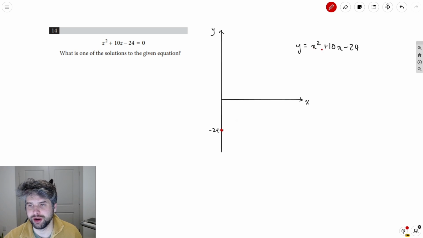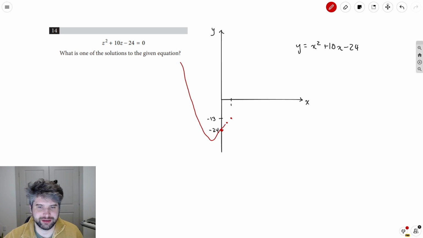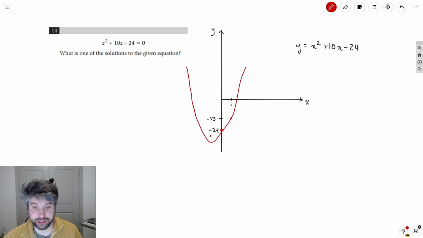We could do the same thing for 1. If we plug in 1 here, we would have 1 plus 10 minus 24, so that would be 11 minus 24, and that's negative 13. And so we would have a point at 1, comma, negative 13, so somewhere around here. Eventually you're going to have enough points to make something that might look like this. I don't know if that's what it's going to look like, but the graphing calculator is going to tell us exactly what that graph looks like.